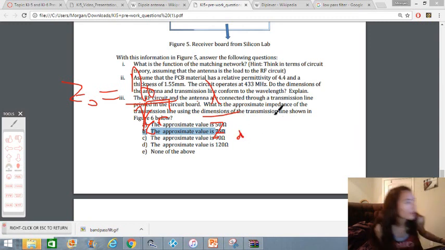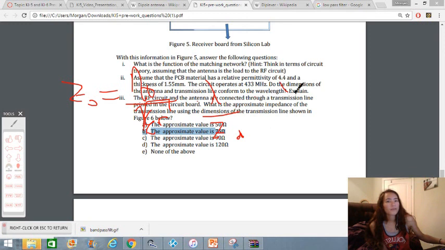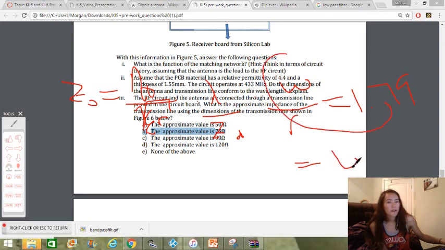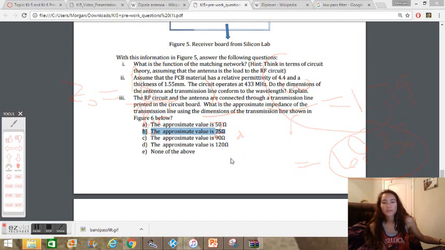I can't really read my own handwriting right now. Lambda over R, because, so this part right here. I honestly can't remember what I was doing when I did this. Yeah, which this is closest to 75. So, yeah.